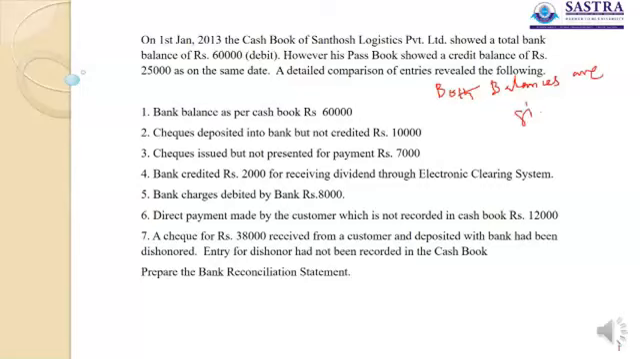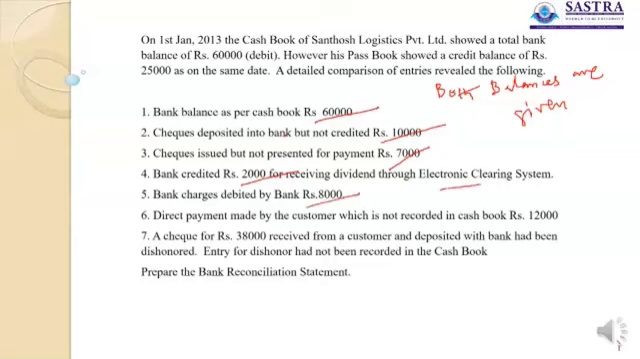Have a look into the question and start analyzing the transactions given. Bank balance as per cash book is 60,000 rupees. Checks deposited into bank but not credited, 10,000 rupees. Checks issued but not presented for payment, 7,000. Bank credited 2,000 for receiving the dividend through electronic clearing system, ECS. And bank charges debited by bank, 8,000 rupees.